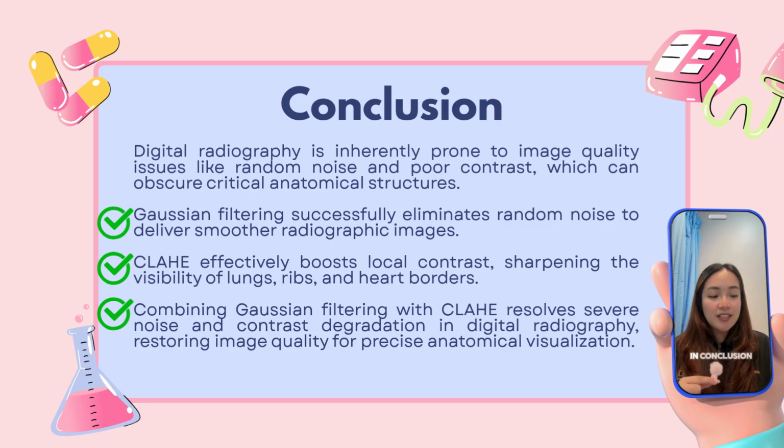In conclusion, DR images are susceptible to image quality issues such as noise and poor contrast. Gaussian filtering effectively reduces random image noise while CLAHE enhances local contrast and improves the visibility of the anatomical structure. The combination of these two techniques successfully restores image quality and produces clearer radiographic images that can assist in more accurate diagnosis.